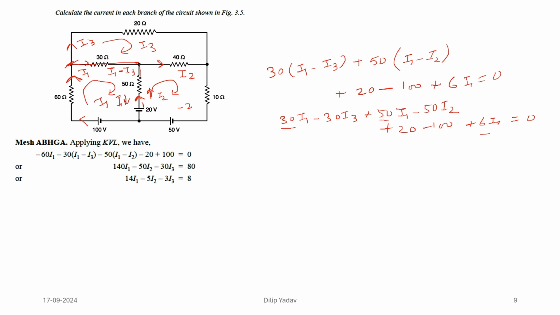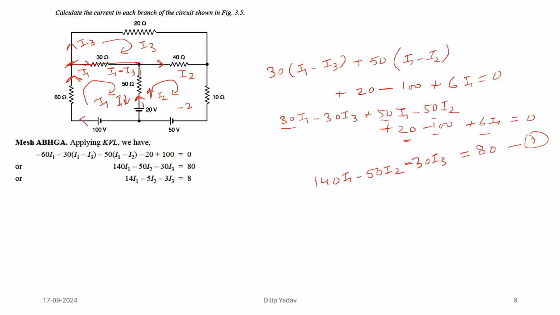And we have I2, that is 50 I2. So we have obtained 140 I1, then we have minus 50 I2, and then minus 30 I3 is equal to, that is we have 20 and we have 100, that is 80. So this will be the first equation we have solved.